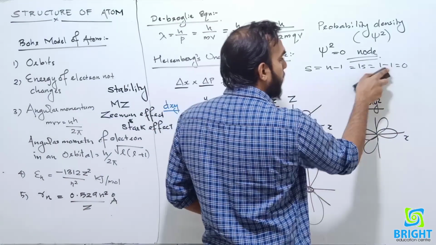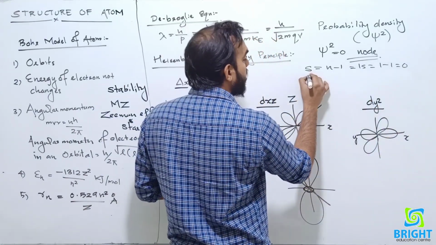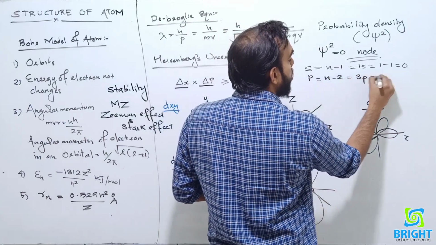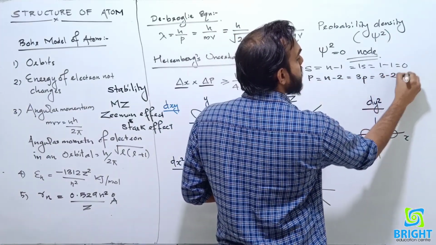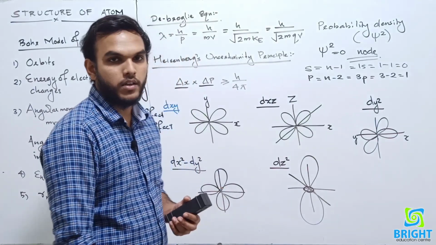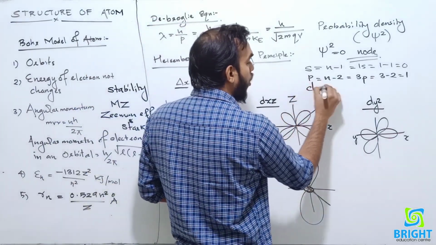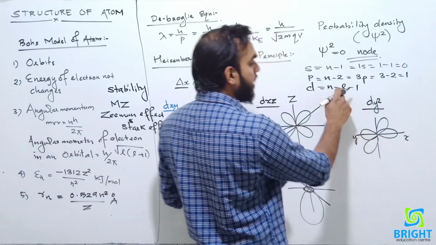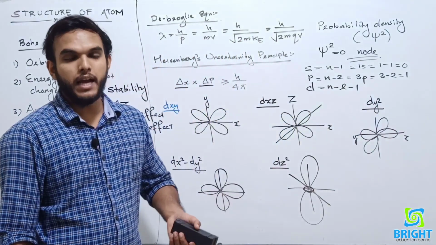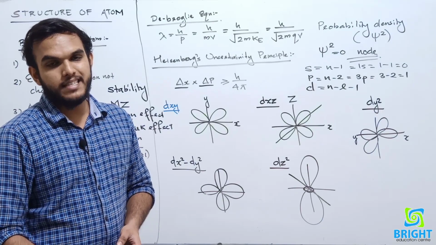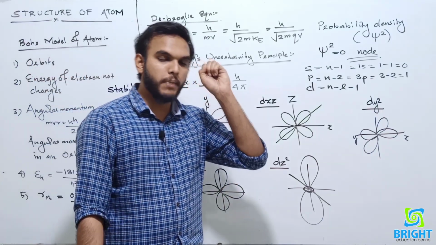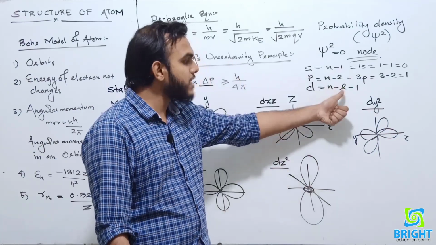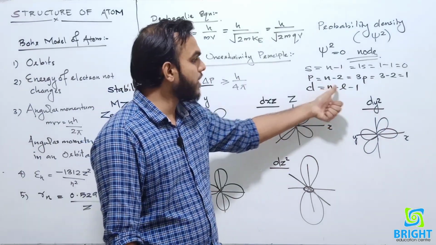In the case of a p orbital, you have the equation n minus 2. For example, for a 3p orbital, you have 3 minus 2, that is equal to 1, so the number of nodes is equal to 1. In the case of a d orbital, you have the equation n minus l minus 1, where l is the azimuthal quantum number. We have different types of quantum numbers: the principal quantum number is represented by n, and the azimuthal quantum number is represented by l.